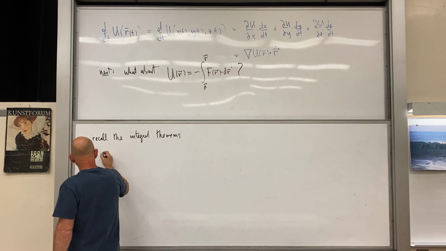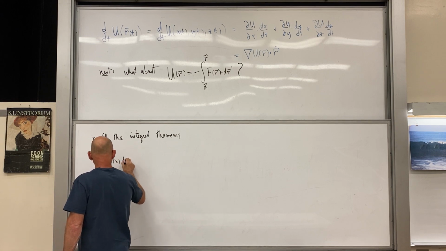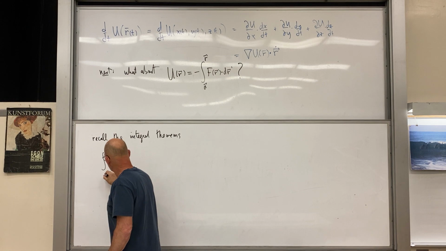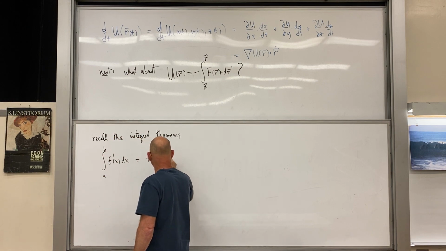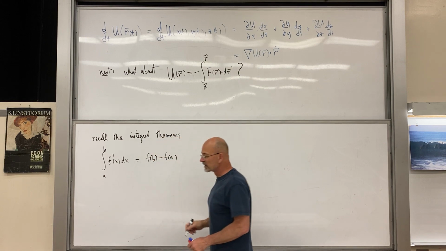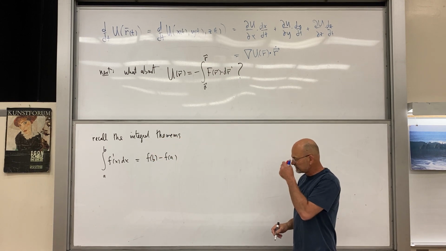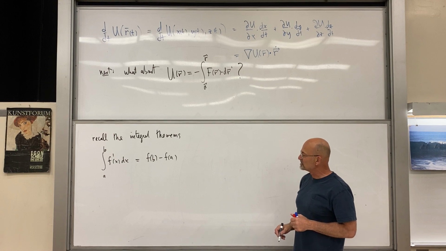The first one I'll write out is the integral of just some f prime of x dx on an interval a to b, which is f of b minus f of a, right? That's one we'll never forget. But what about in higher dimensions?